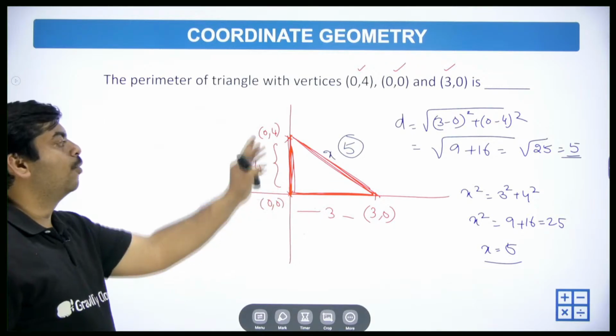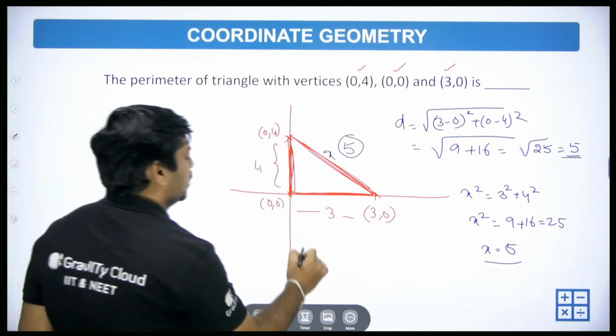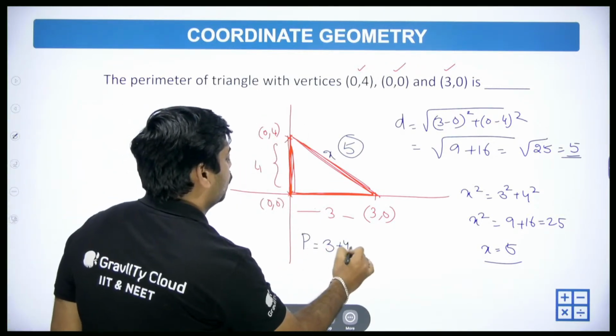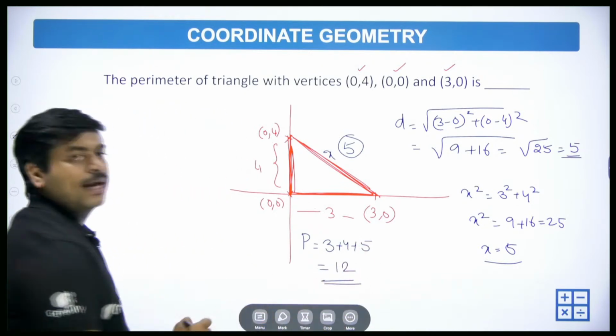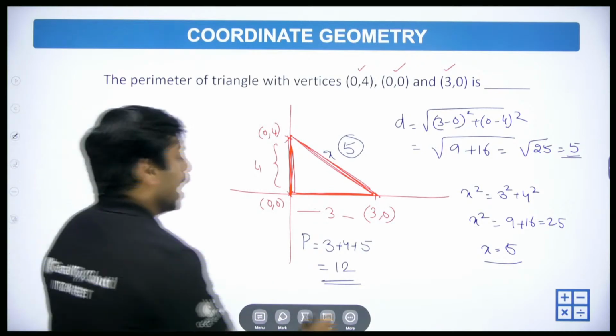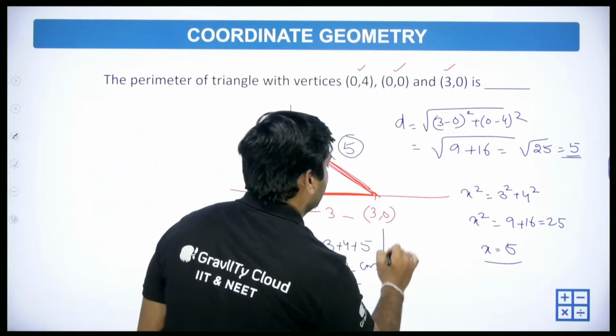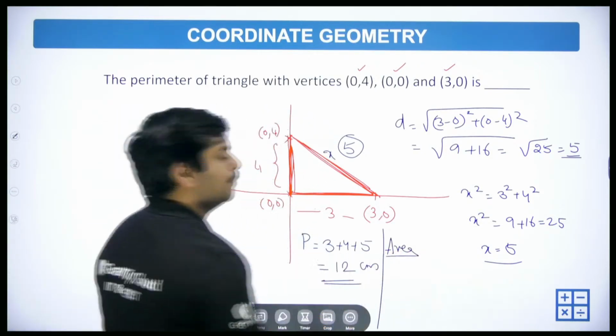Perimeter 3 plus 4 plus 5. Perimeter means sum of all the sides. 3 plus 4 is 7. 7 plus 5 is 12, right? 12 centimeters. And now my question is how to find simply the area after getting to here.